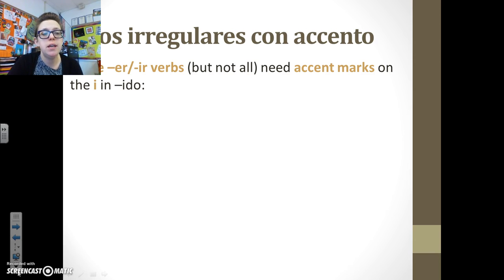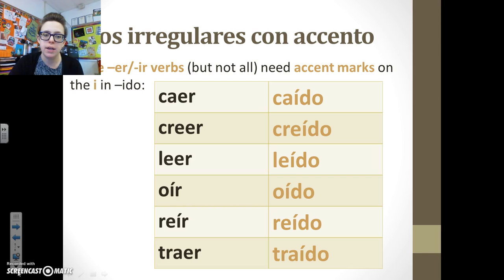Some ER and IR verbs, but not all, need accent marks on the I in their ido. So, here are some verbs that do that. Caer becomes caído. So we're following the same rules as our other ER, IR verbs. However, we're just going to have an accent mark over the I. Creer becomes creído. Leer, leído. Oír, oído. Reír, reído, and traer, traído.